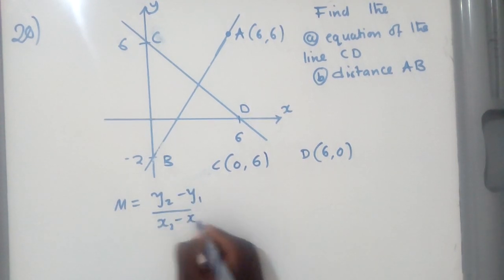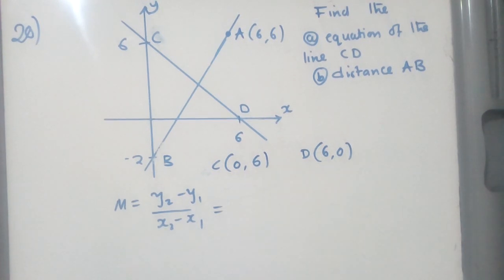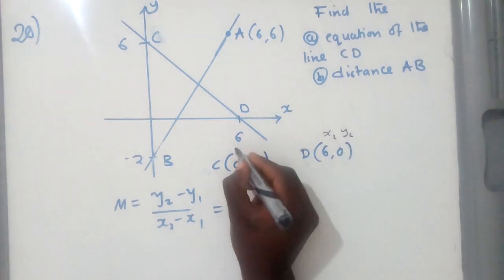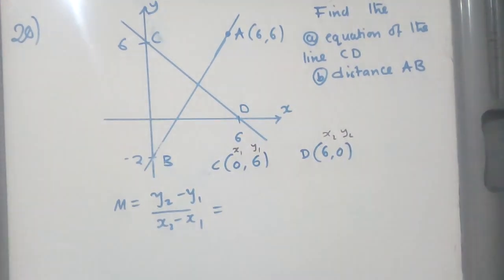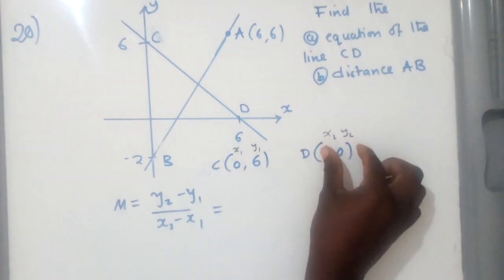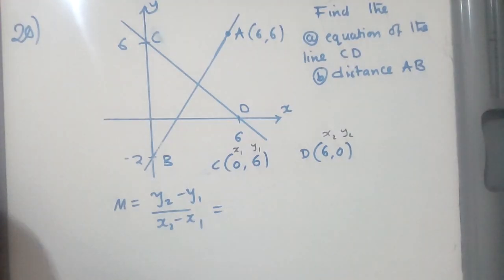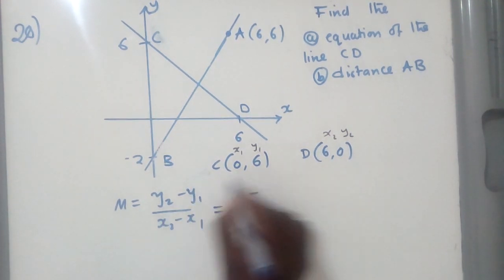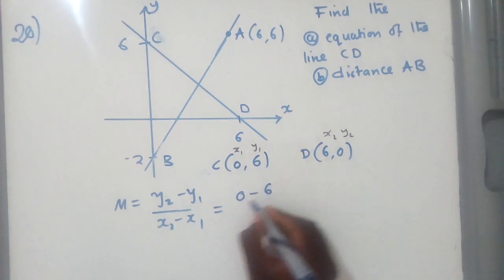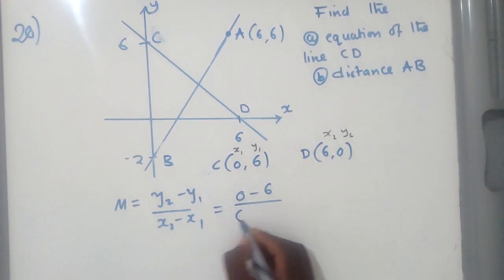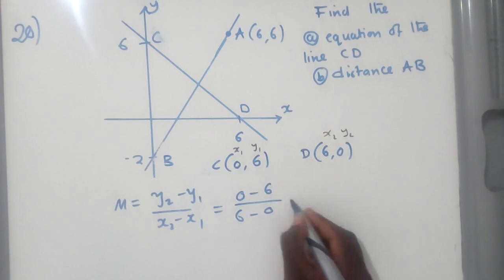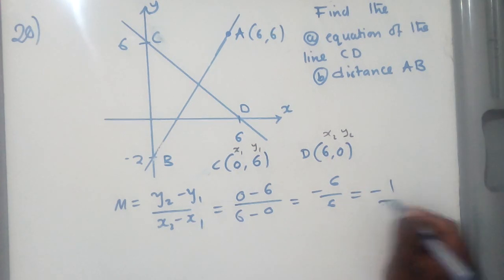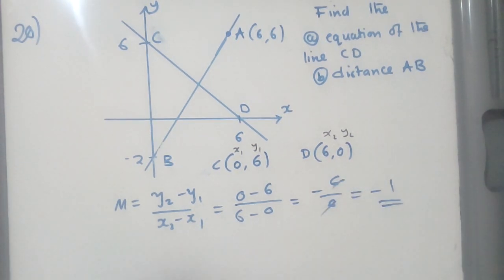This is the formula for finding the gradient. You can put this one as x sub 2, y sub 2, and this one as x sub 1, y sub 1. If you want, you can interchange the sub 1s and sub 2s. Now let's plug in. Sub 2 here is 0, sub 1 is 6, and over here sub 2 is 6, sub 1 is 0. When you divide, you have -1. So that's our gradient.